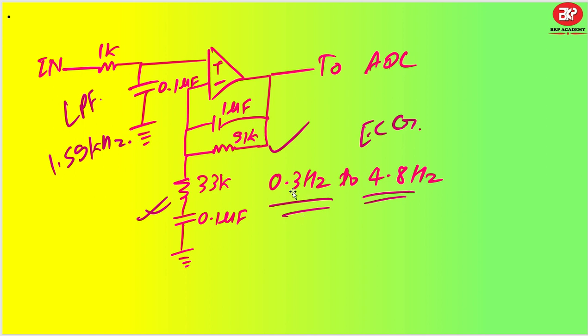In that case, if you want, you can increase or decrease a little bit; some people prefer 0.5 hertz to, let us say, 6 hertz. So accordingly you can vary your resistors and these resistors, okay. So this is how you can design a band pass filter.